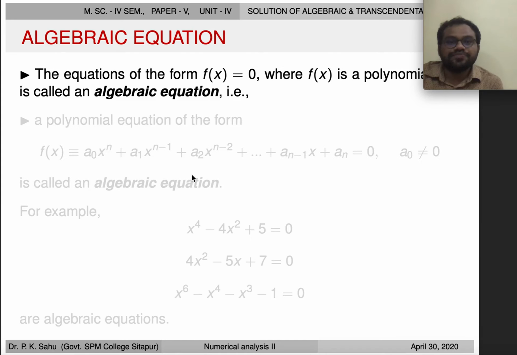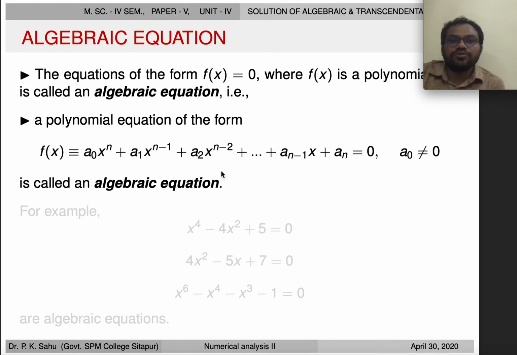So let's start. However, we have already defined algebraic and transcendental equation in previous classes. But for the sake of completeness, let's revise what are algebraic and transcendental equation and why we need them. As we know, suppose we have an equation of the form f(x) = 0, then we can divide it into two parts. First is algebraic equation and second is transcendental equation. Now, what is algebraic equation? If the equation f(x) = 0 is a polynomial, then it is called an algebraic equation.